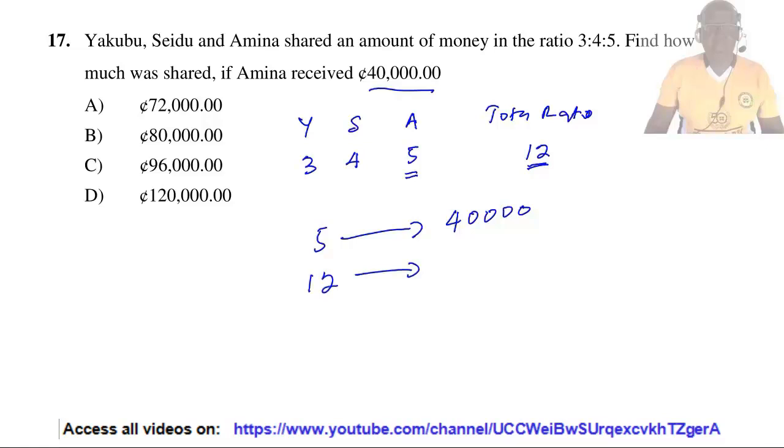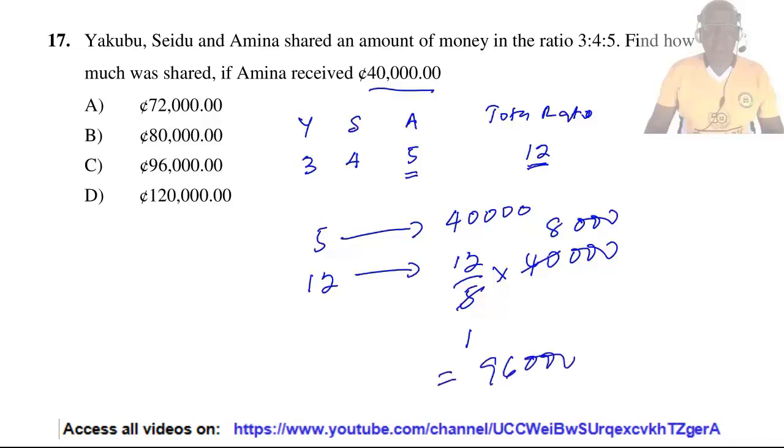If more, less divides. So 12 divided by 5 times 40,000. 5 goes here 1, 5 goes here 8,000. 12 times 8 equals 96, so 96,000. So the answer is C.